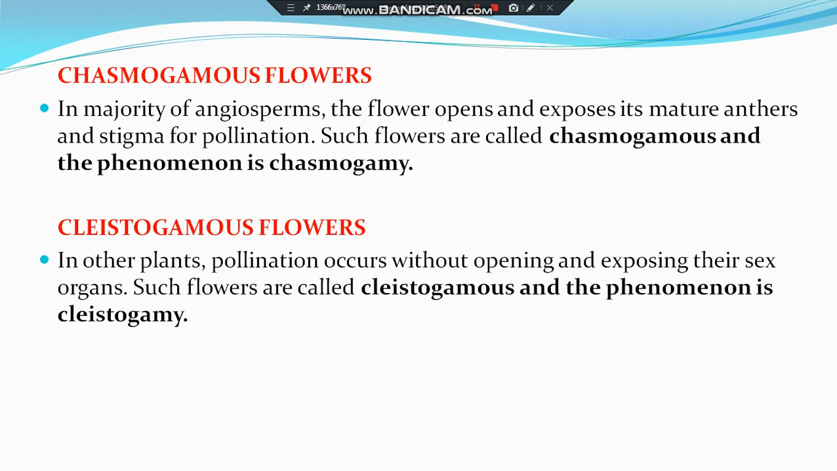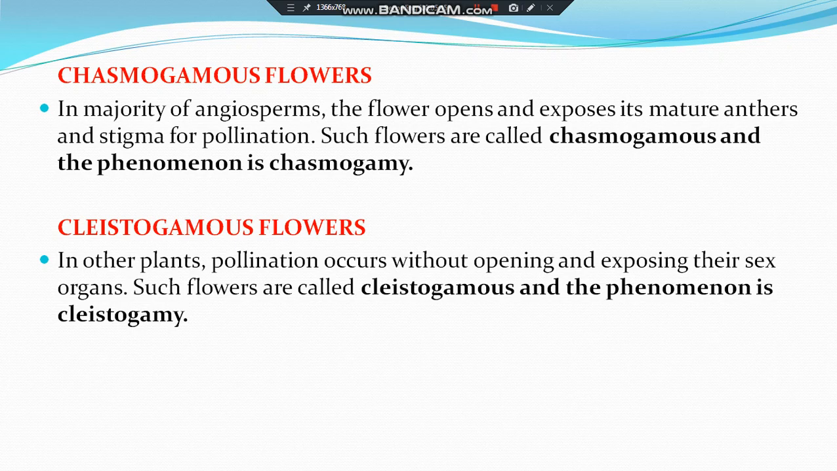Flowers are classified into mainly 2 types. The first flower is known as chasmogamous flowers. In the majority of angiosperms, the flowers open and expose their mature anther and stigma for pollination. Such flowers are called chasmogamous flowers. The phenomenon is known as chasmogamy.